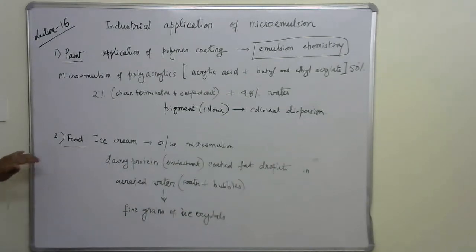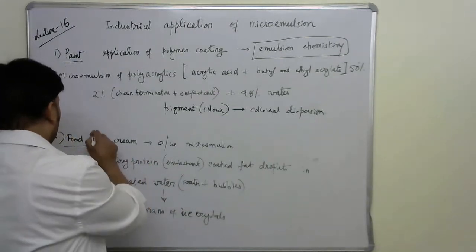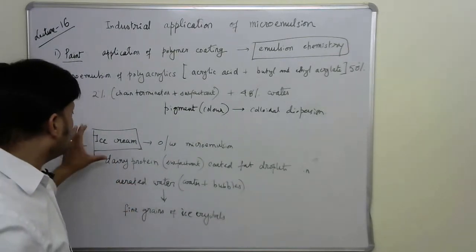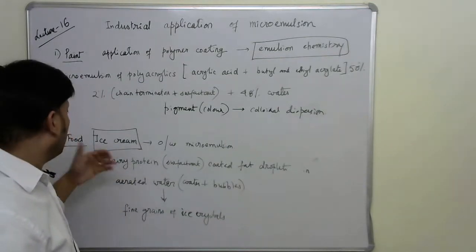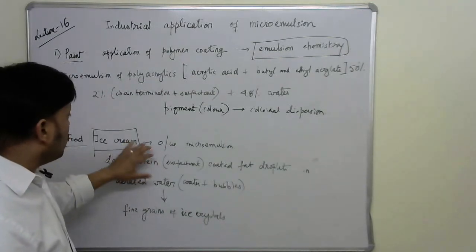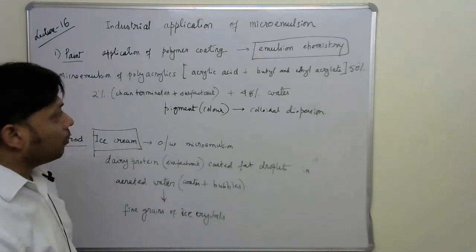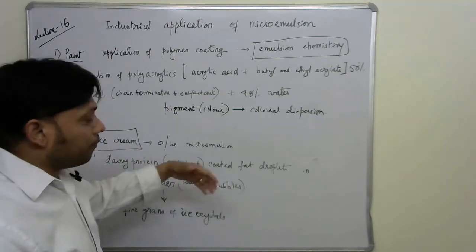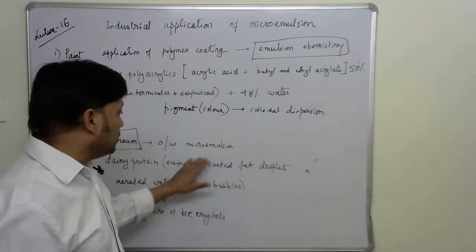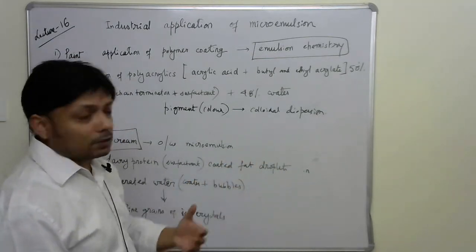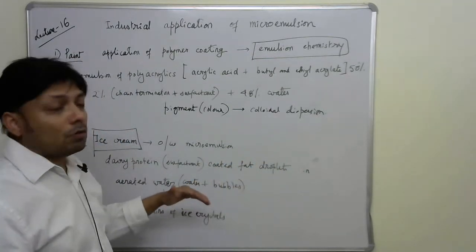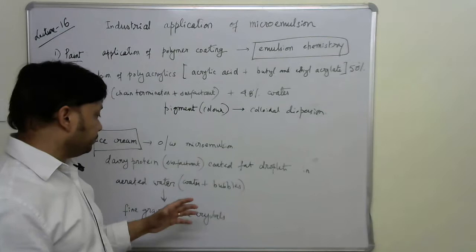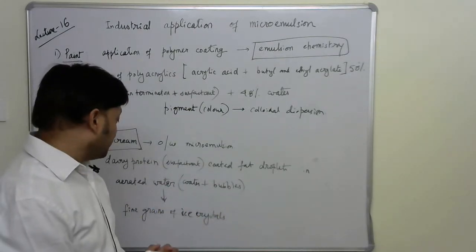So our next example is in food. The biggest microemulsion based commercial substance that we see is ice cream. I mean, these are man-made microemulsions. So it's again an oil in water microemulsion. So the surfactant is a dairy protein. So the dairy protein coated fat droplets. So surfactant, and the fat serves as the oil layer, and that is dispersed in water. Not just water; it is actually aerated water, meaning lots of air bubbles are present in the water.